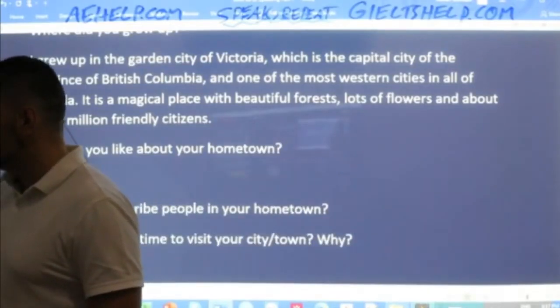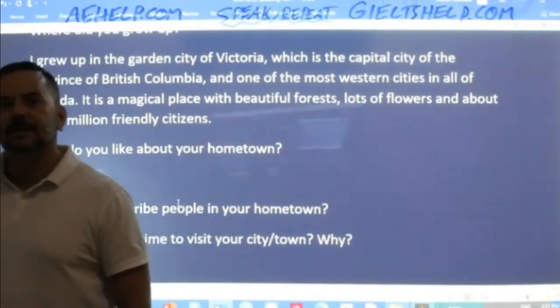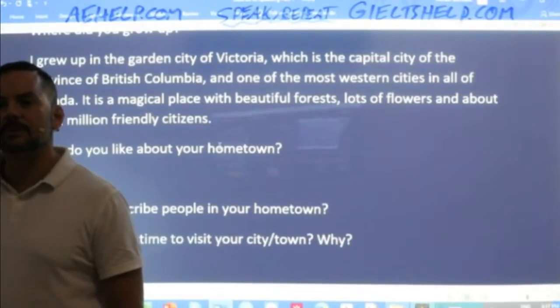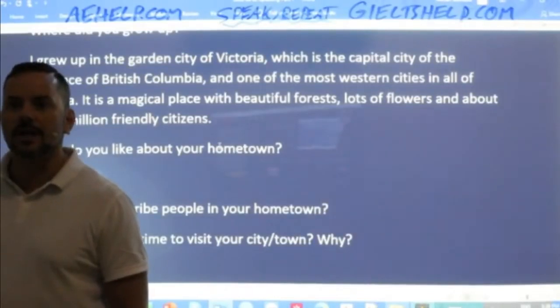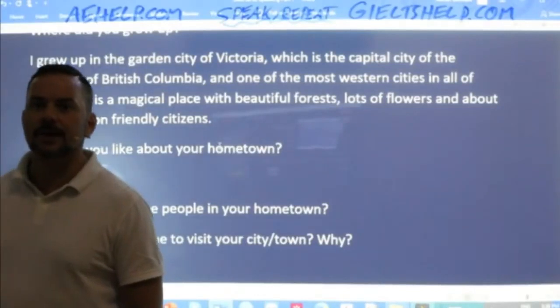Next question. What do you like about your hometown? Let's keep going. So I'm going to pick up fluency here and speed. I want you to think fast, okay? So focus on thinking quickly and getting the information out there.